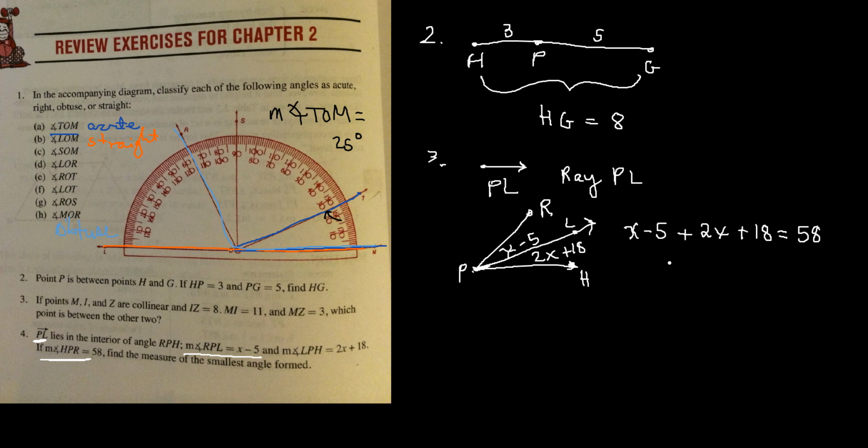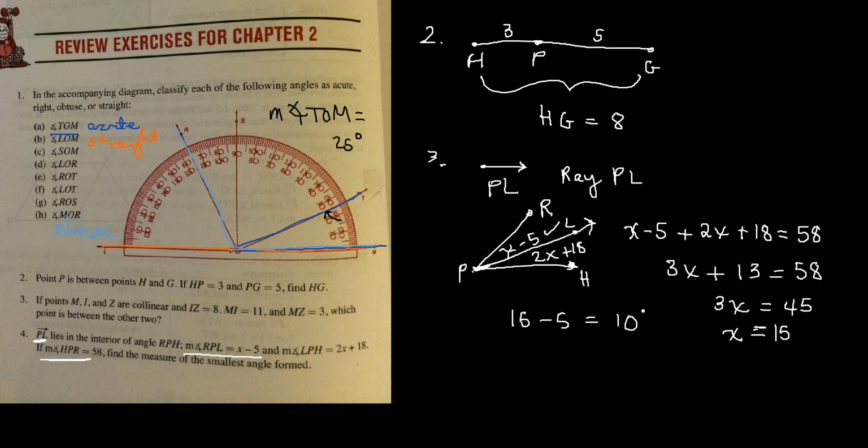So we continue to solve that, so we're going to get 3x plus 13 equals 58. And then we go on to solve it. 3x equals 45, x equals 15. Now they want to know what the smaller angle is, and it would obviously be this one. So make sure you finish and answer the question. So it's going to be 15 minus 5 equals 10, the smallest angle would be 10 degrees.